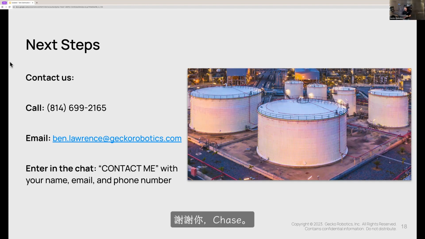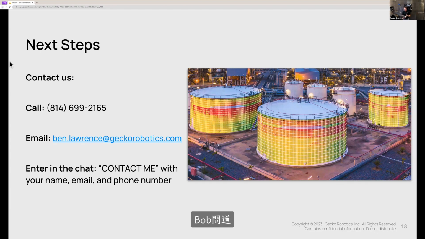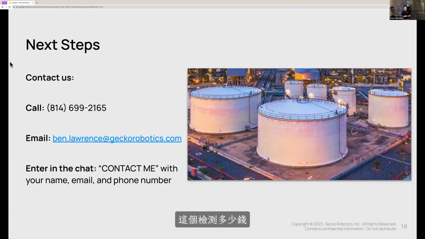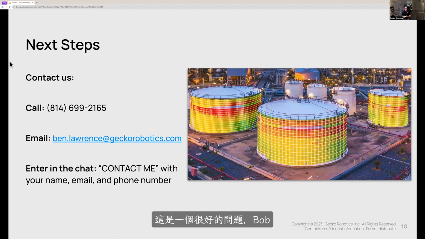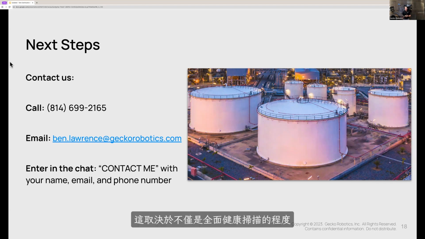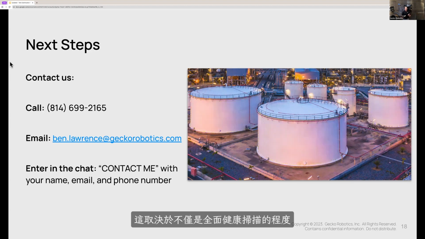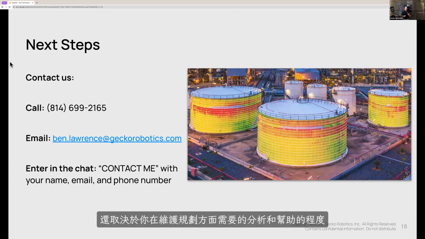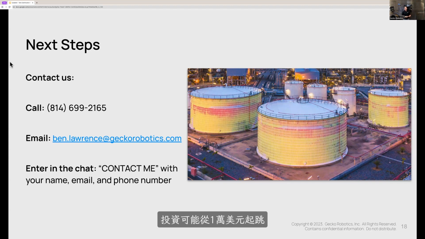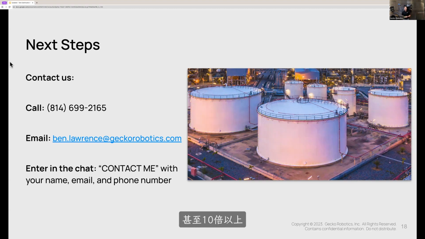Okay, thank you, Chase. All right, and we have two more so far. Bob asks, how much does this cost? Excellent question, Bob. Depending on the level of not just the comprehensive health scan, but the level of analytics and help that you need with your maintenance planning, an investment can be anywhere from $10,000 for a tank all the way up to 5 to 6, even 10 times more than that.